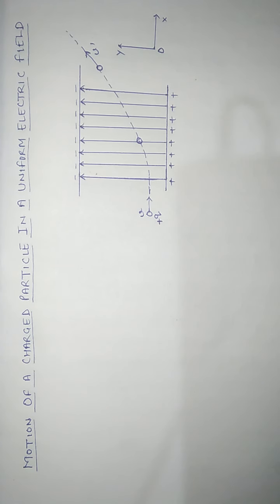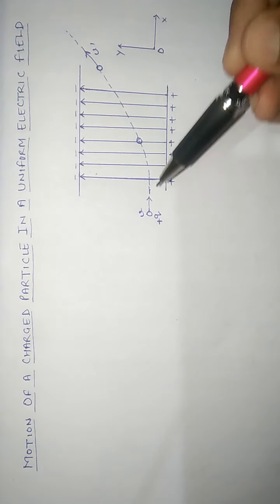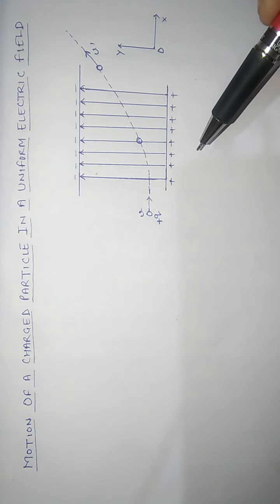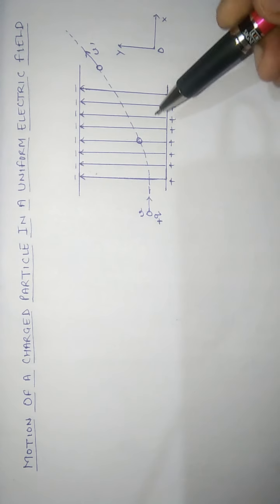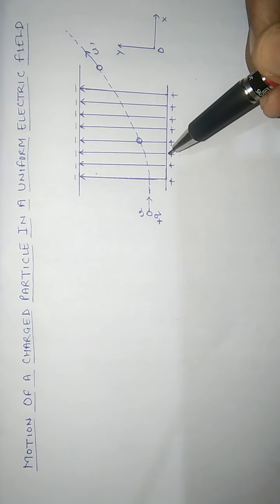Good morning, students. Today I am going to discuss the motion of a charged particle in a uniform electric field. Here I have made a diagram in which two parallel plates are placed at some distance which have opposite charges. The electric field between these two plates is uniform.